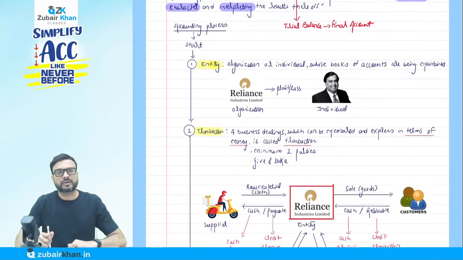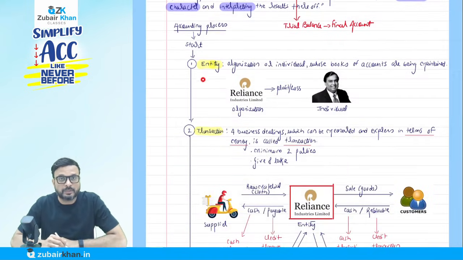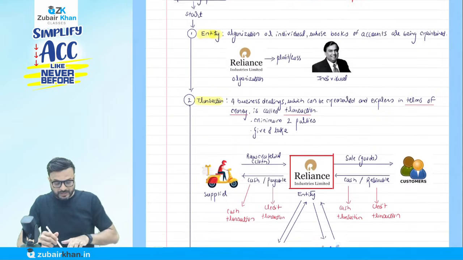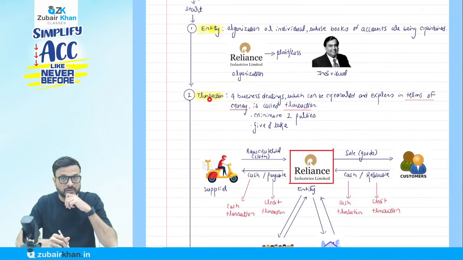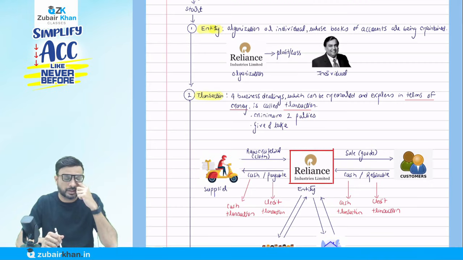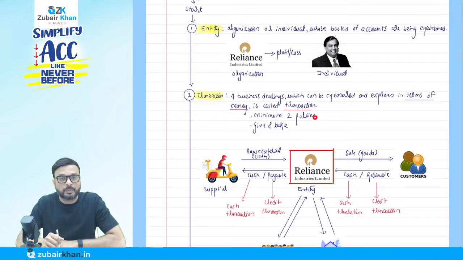So, what is this accounting process? First is entity. What do you mean by entity? It is an organization or individual whose books of account are being maintained. So for whom we are doing the accounting, we call them entity. Then those entities have transactions. So what is a transaction? A business dealing which can be measured or expressed in terms of money. We call them transactions. There should be a minimum of two parties and there should be give and take.